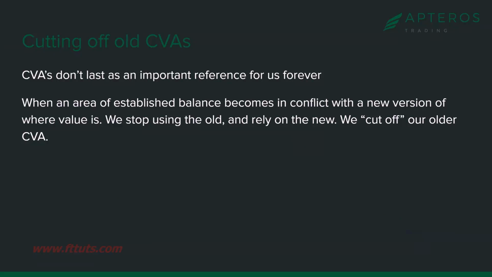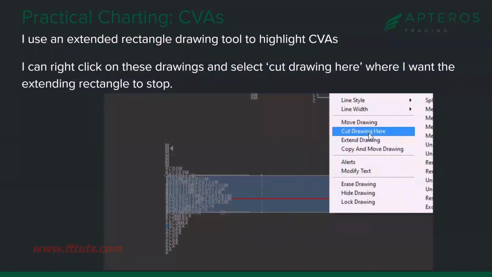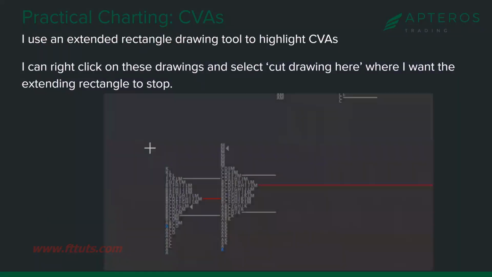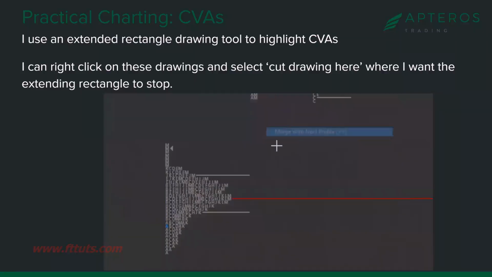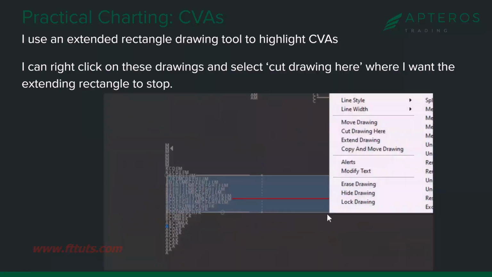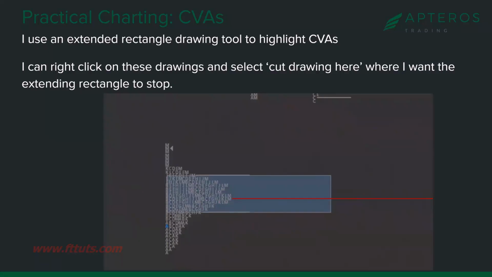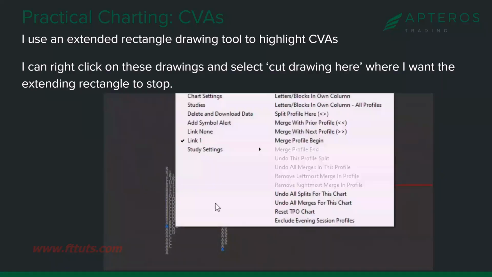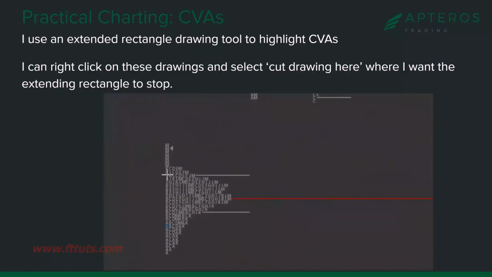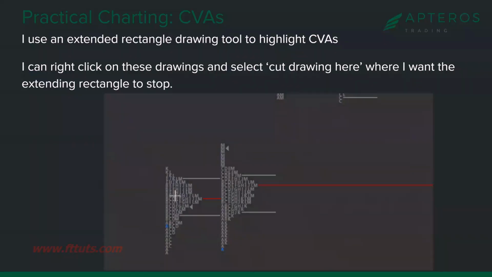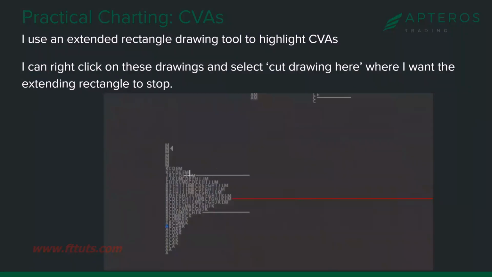So we have to learn how to build CVAs, merge and no merge decisions. We also have to learn where to cut off the old ones and stop using them. Practically charting them, here's that same video. I draw the rectangle, I right click where I want on the rectangle, and I select cut drawing here, and it stops it. I like to see the history of the CVAs, so I don't just delete the drawing. I cut it off to keep it from showing up on my intraday charts that I have things mapped to, or my CVA charts, so that it would get too messy. But I like to see that it was there.